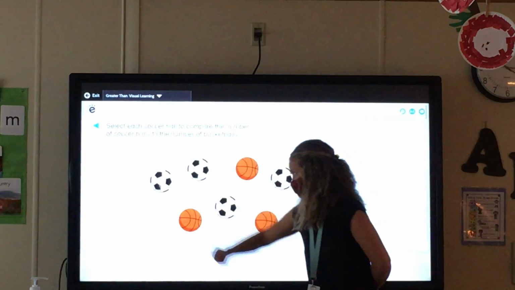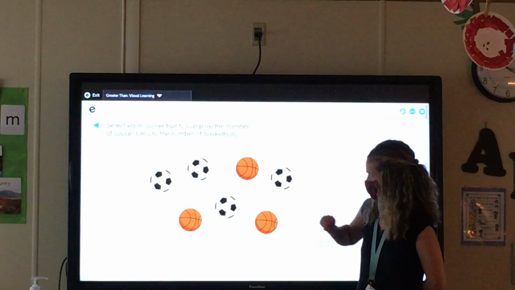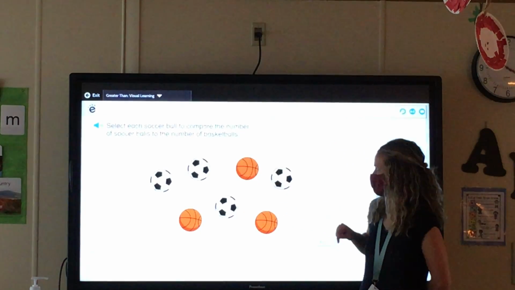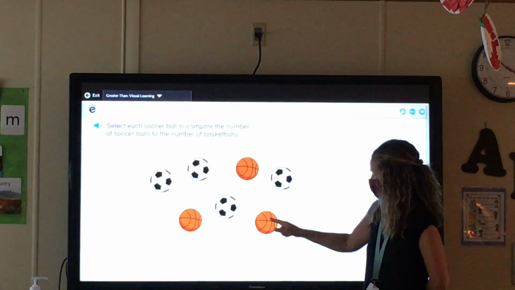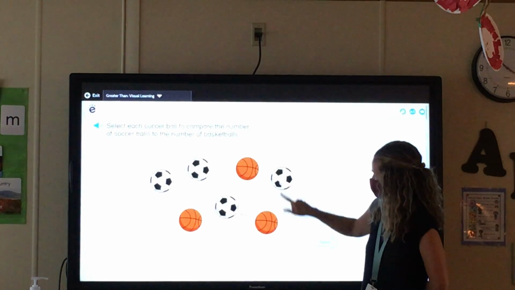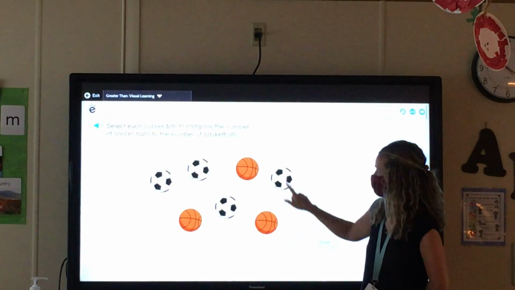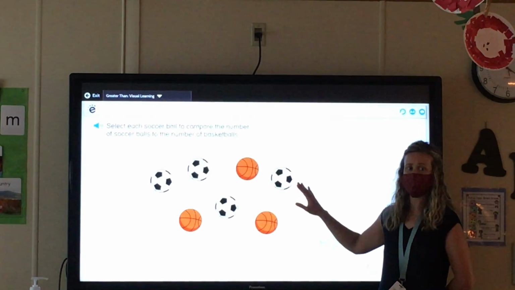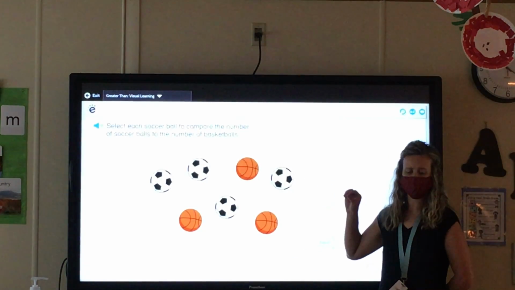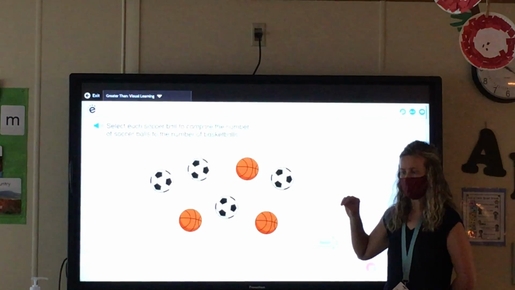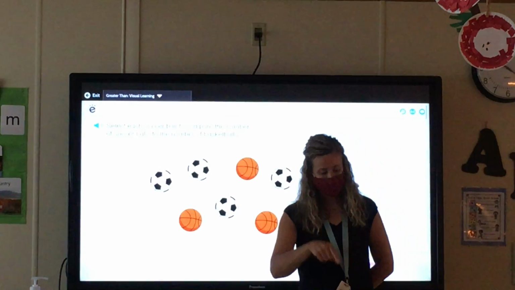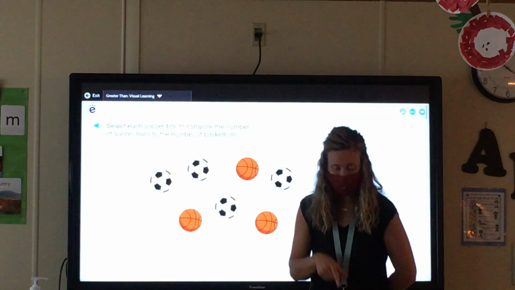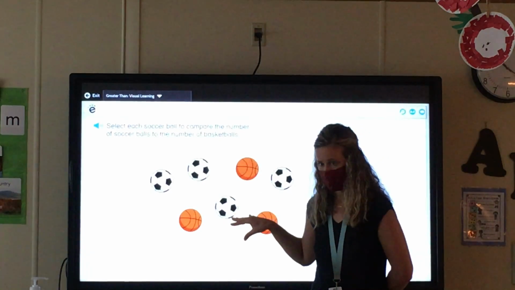Alright, so here we go. That one's getting matched to that basketball. Here's this soccer ball, 1 to 1. This soccer ball, 1 to 1. What about this one? It doesn't have one, right? So this one is all by itself. So we know that there are a greater number of which ball? Soccer ball. So actually, you see on your paper today, it's exactly what's up on the board right now.